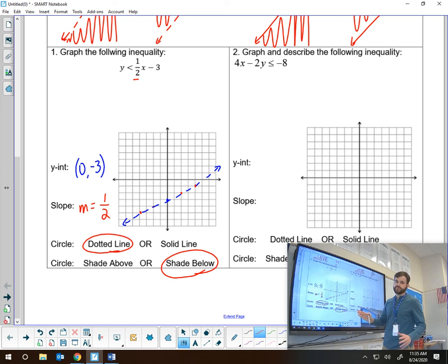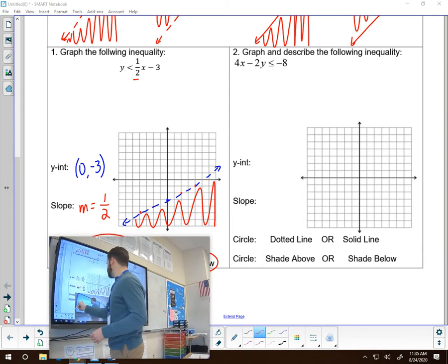Okay? And if you ever need to refer back, remember these notes are on Canvas so you can look at these 4 things. Okay? Or you can go back and pause the video and take a picture with your phone or whatever you need to do to help you. Okay? Alright, so we're going to shade below, and there we have it. We have graphed our first inequality. Congratulations. Now, what about this second one over here, number 2?